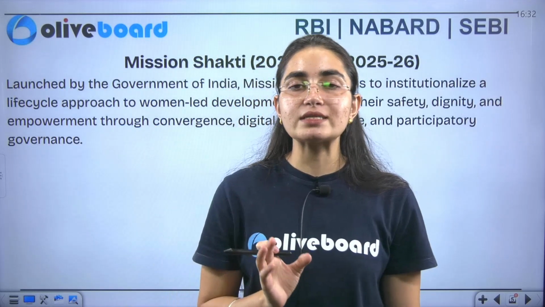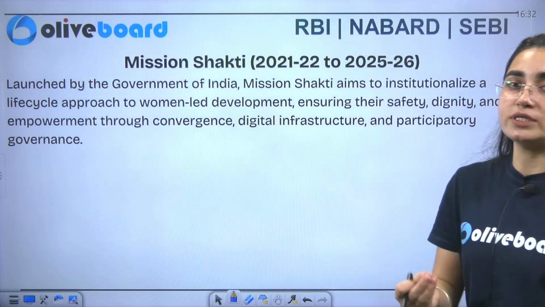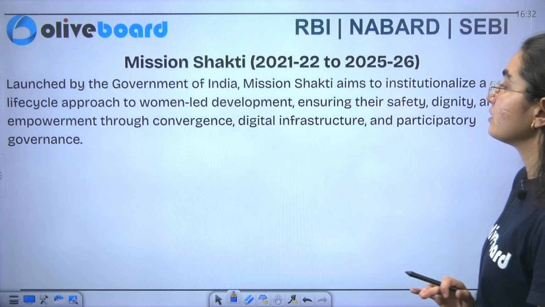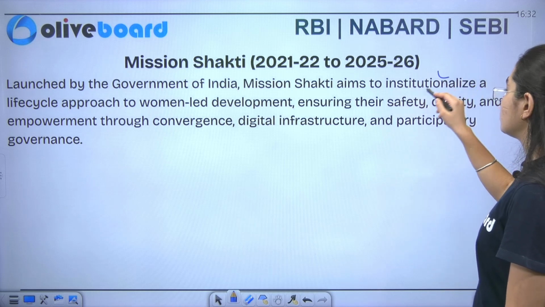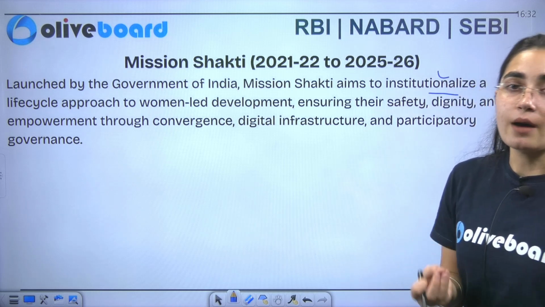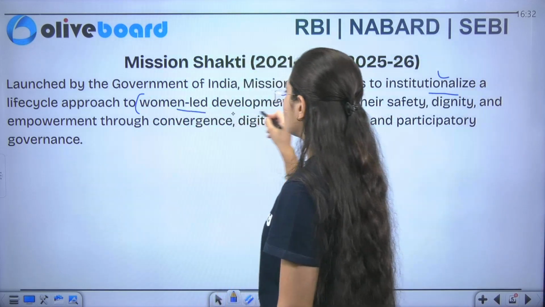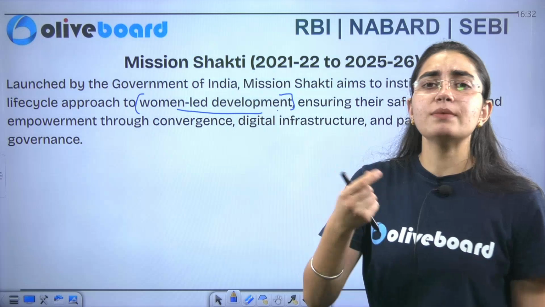So I've specifically cleared out this thing that Mission Shakti is just related to women, empowering it and giving it opportunity in each and every sector. So you can see by yourself here that Mission Shakti aims to institutionalize a life cycle process to women-led development. Women-led development की जब मैं बात करूँगी, so it's a part of your inclusive development also. How? Because it becomes a part of it.